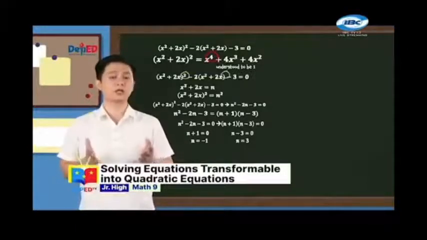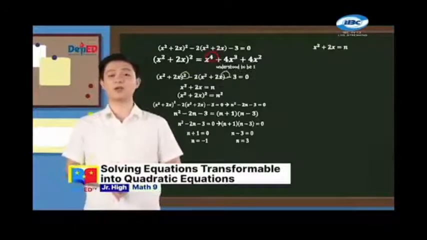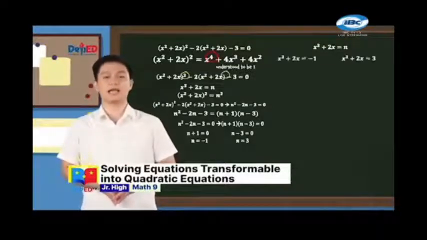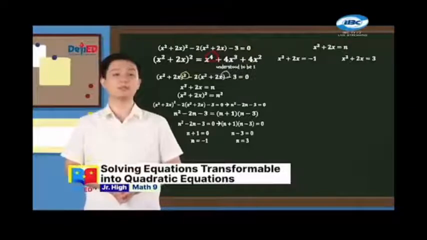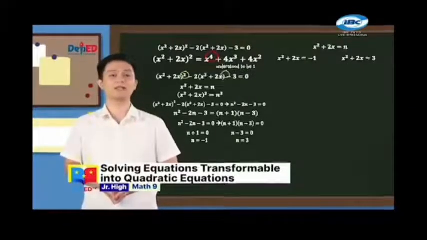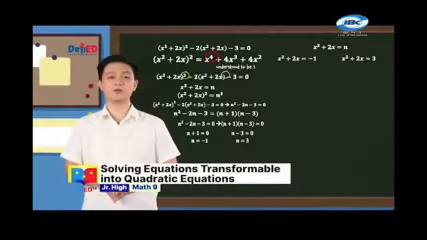Now, recall that we let x squared plus 2x be equal to n. Therefore, by substitution, x squared plus 2x must be equal to negative 1 and 3. So we have to solve these two equations. We first write each in standard form.